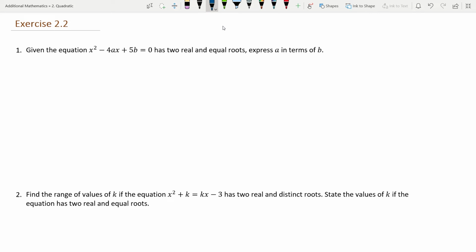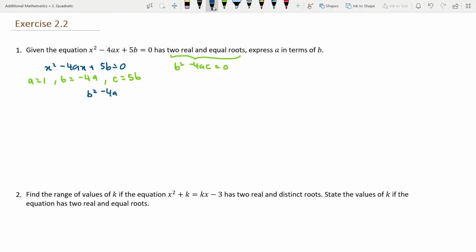Question 1. Given the equation x squared minus 4ax plus 5b is equal to 0 has two real and equal roots, express a in terms of b. The quadratic equation is x squared minus 4ax plus 5b is equal to 0. a is equal to 1, b is equal to negative 4a, and c is equal to 5b. We are also told that the equation has two real and equal roots, implies that b squared minus 4ac is equal to 0. So let's continue from here.